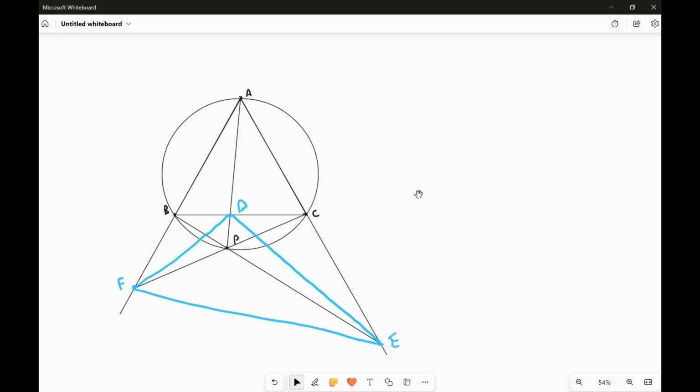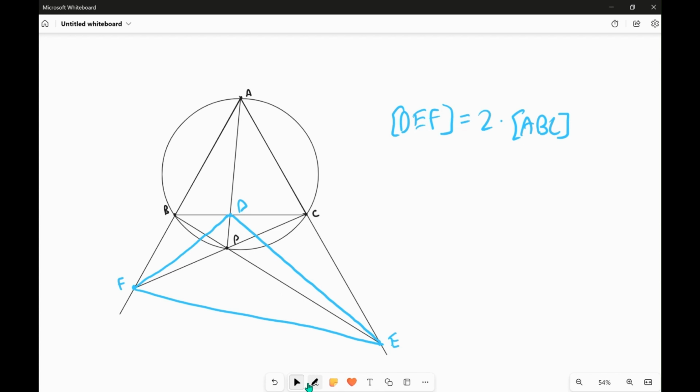Hello everyone, and in this video, we're going to be taking a look at a technique that can trivialize this JMO problem 3. So here's a problem. Suppose you have an equilateral triangle ABC, and a point P on the circumcircle. Then you construct the lines AP, BP, and CP, and they intersect the opposite sides at points D, E, and F. And what we want to prove is that the area of DEF is equal to 2 times the area of ABC.